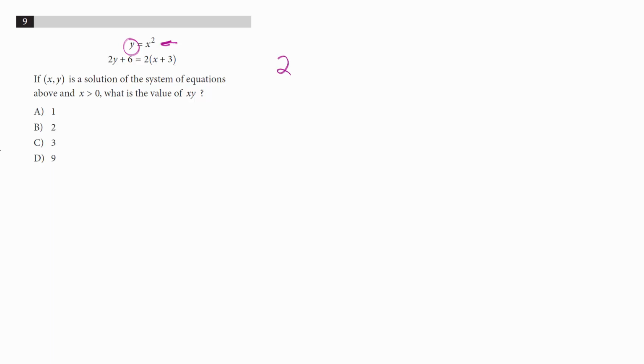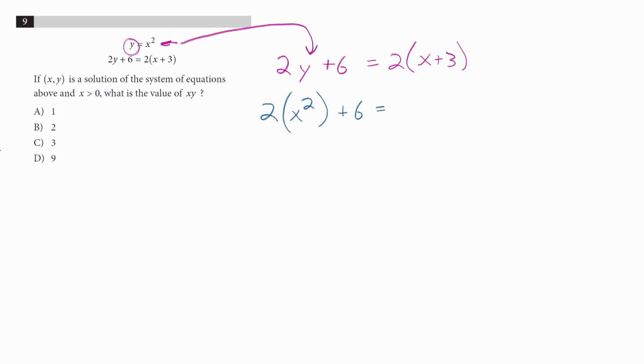So I'm going to rewrite 2y plus 6 is equal to 2x plus 3. And I'm going to take this equation and substitute it in for our value of y. So I have 2 times x squared plus 6 equals 2 times x plus 3. Okay, now we have one equation and one unknown.